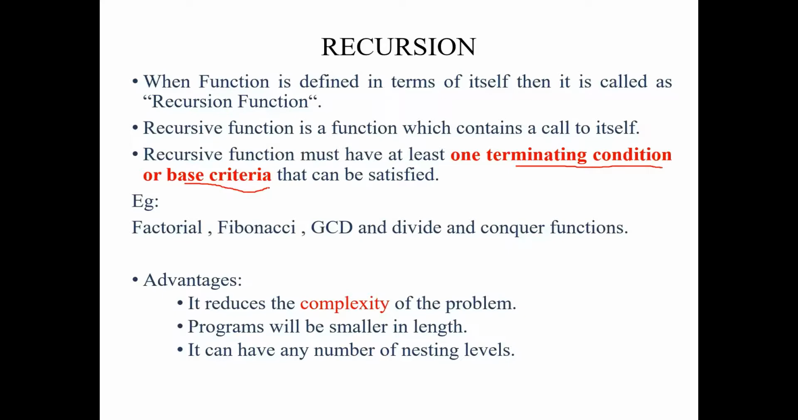The logic also will be different. Rather than writing with plain function calls, if you are making recursive calls, the way you write the program will be different, and it will be much smaller than the program written without using recursive calls, and it can have any number of nesting levels. When you are calling factorial or Fibonacci, we pass an argument, and the argument alone will be different, and there will be many levels of nesting inside, recursively calling. It reduces the complexity, it reduces the length of the program, and there will be a number of nesting levels.